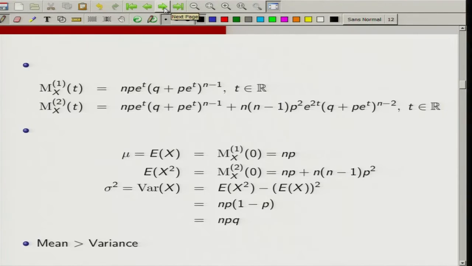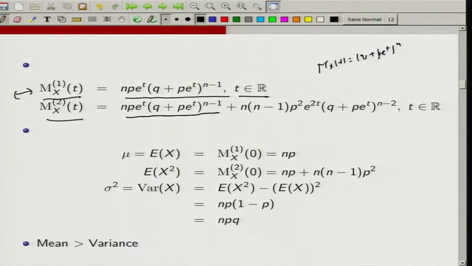So, I look at the first derivative of M_X(t). My moment generating function, note, is (q plus p e^t) to the power n. So, I take the first derivative of M_X(t), which is n p e^t (q plus p e^t) to the power n minus 1, t belonging to R. I take the second derivative. That means I differentiate M_X'(t), which turns out to be n p e^t (q plus p e^t)^(n minus 1) plus n(n minus 1) p squared e^(2t) (q plus p e^t)^(n minus 2).